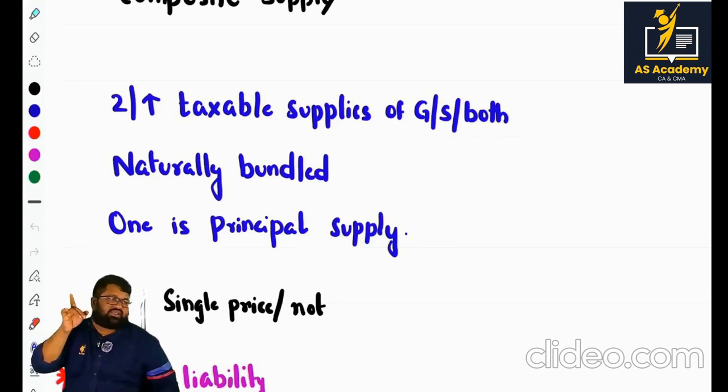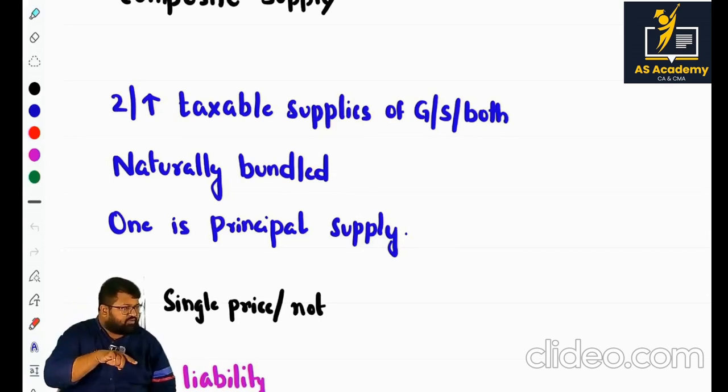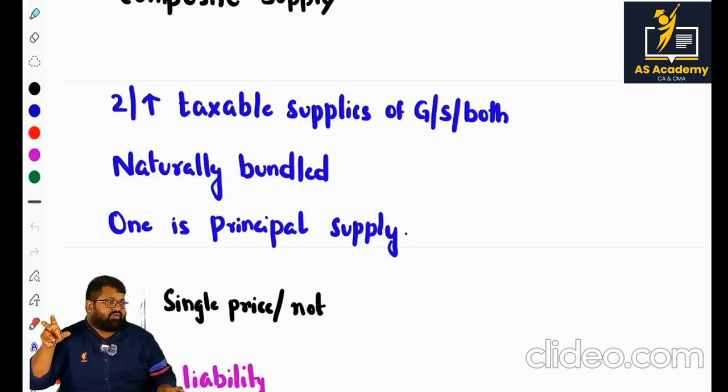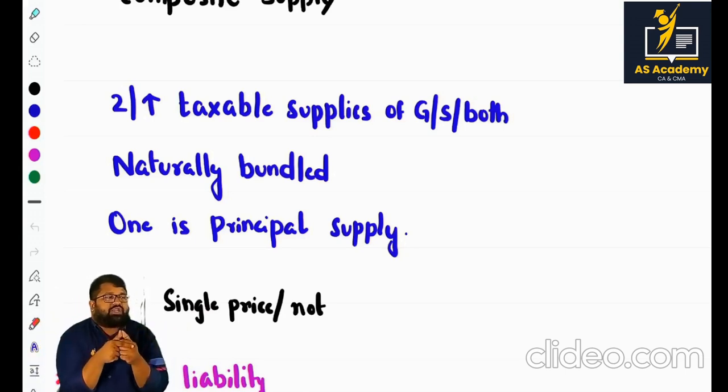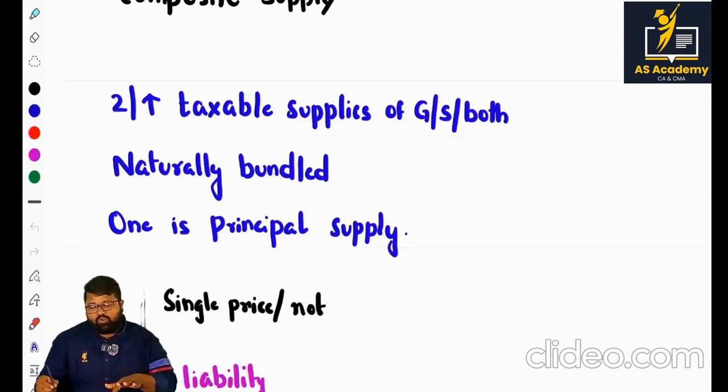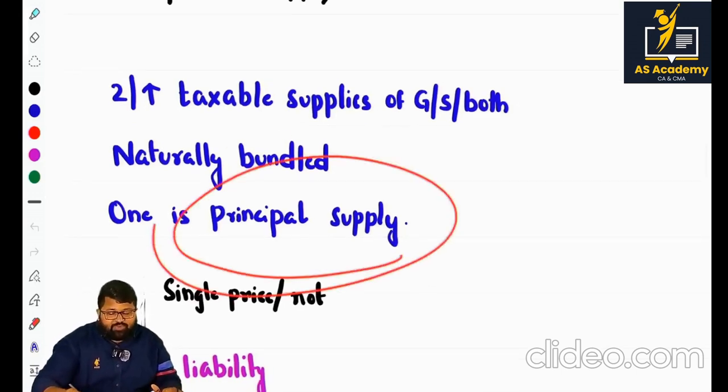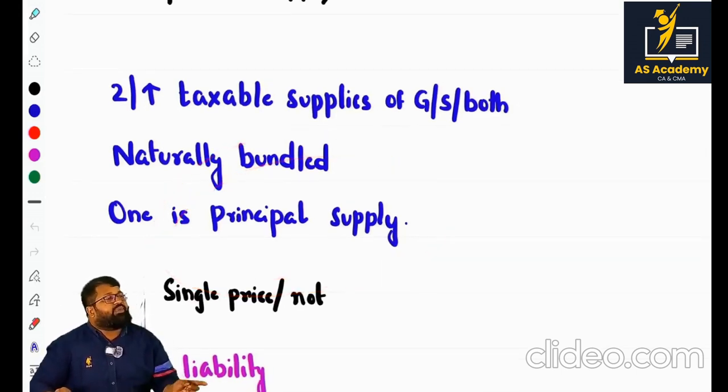Sir, I am buying an AC for the sake of installation? No. For the sake of buying the AC, I am getting installation. So here, are they bundled naturally or artificially? Naturally they are bundled. Okay, when they are naturally bundled, what is the basic point? Whatever tax rate is applicable to the principal supply, based on that tax rate, my tax liability will be determined. And here one more point. What is the most important point? It can be a single price or not.